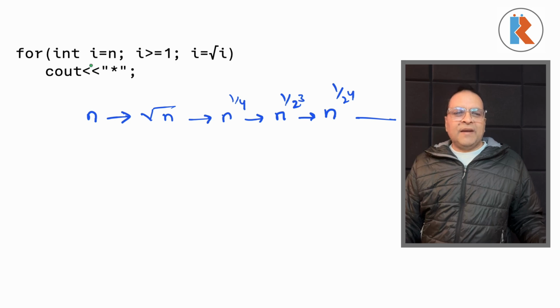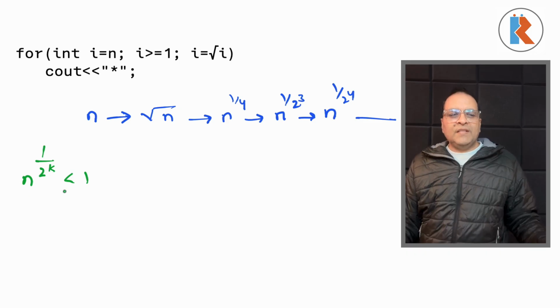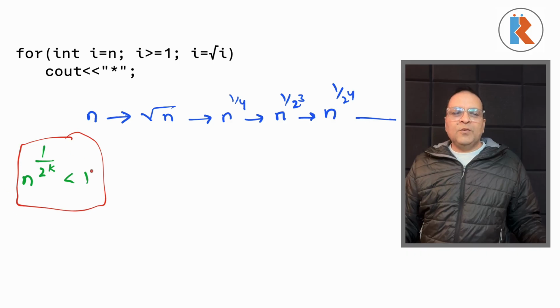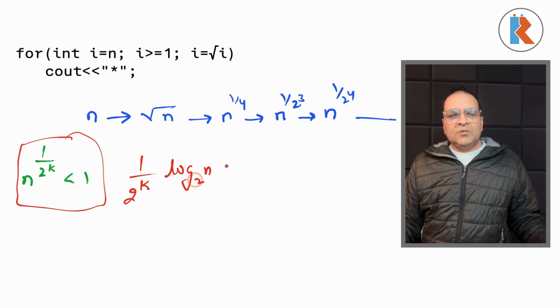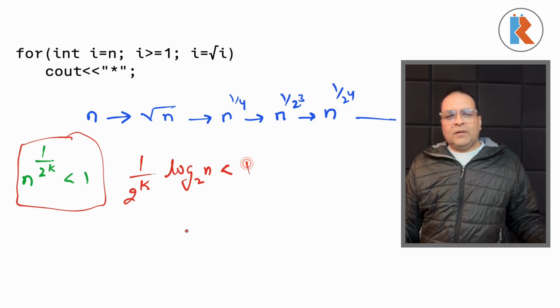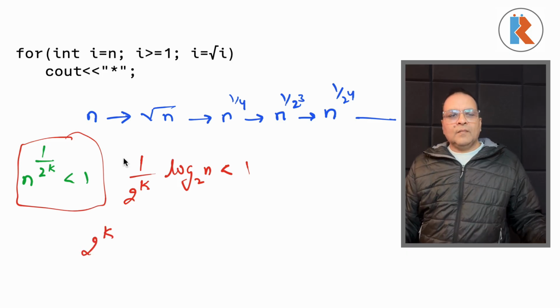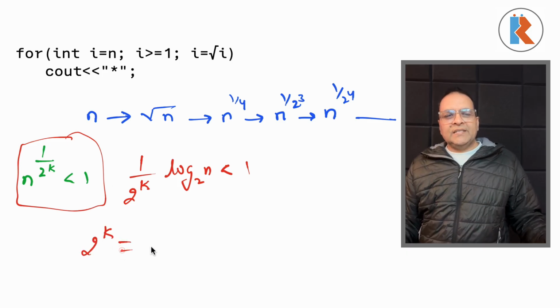After k iterations, the value of I will become n raised to the power 1 by 2 raised to the power k. We will stop when this value becomes less than 1. So we will stop after k iterations only if this condition is true. If you take log on both the sides, 1 by 2 raised to the power k, log of n to the base 2 is less than 1. I am keeping it 1 because log of 1 is constant. It means that 2 raised to power k is asymptotically equal to log n to the base 2.